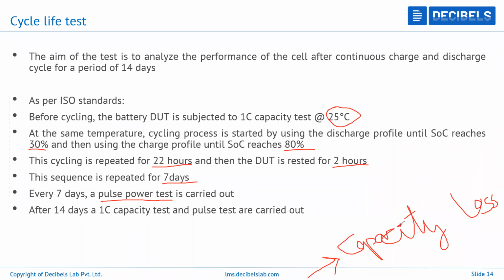This is how the cycle life test is done. It will be repeated continuously for a period of 2 to 3 months, and for this it usually requires a lot of time to test.